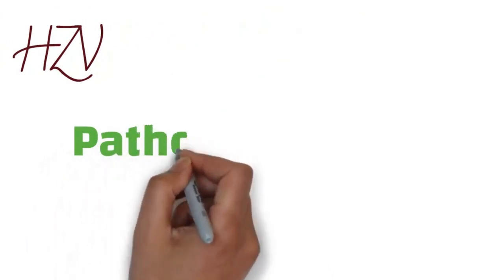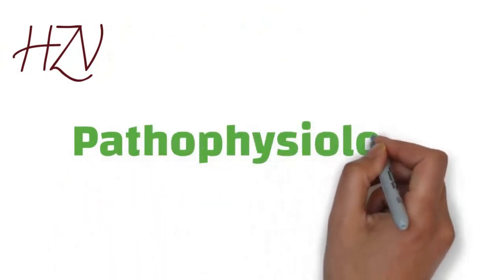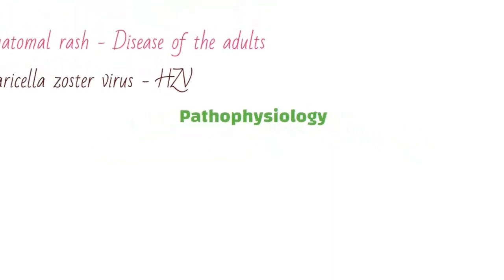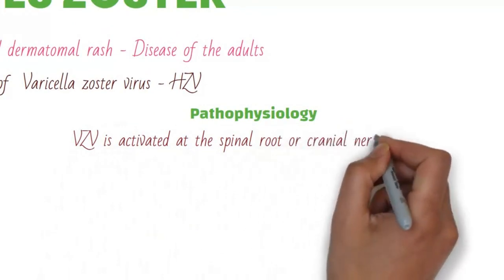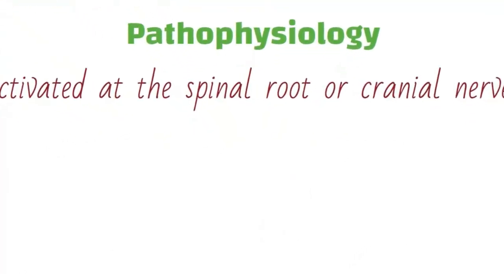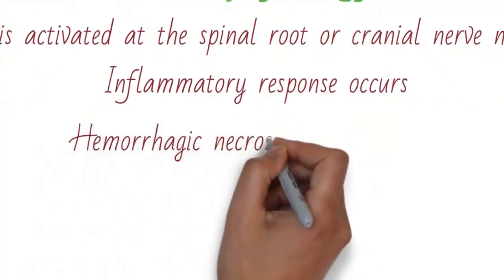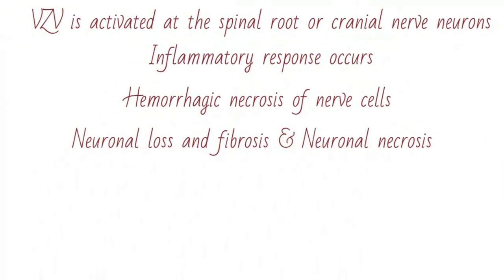The pathophysiology is as follows. Normally the host immunologic mechanisms suppress replication of the virus, but the virus reactivates when the host mechanisms fail. Once the virus is activated at the spinal root or cranial nerve neurons, inflammatory response occurs, leading to hemorrhagic necrosis of nerve cells, which causes neuronal loss and fibrosis.